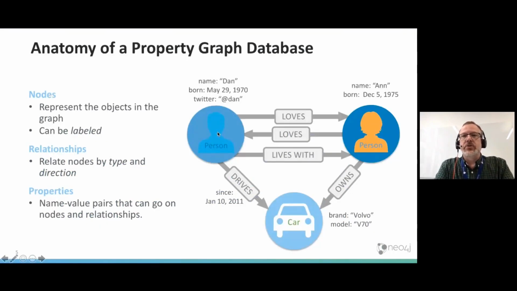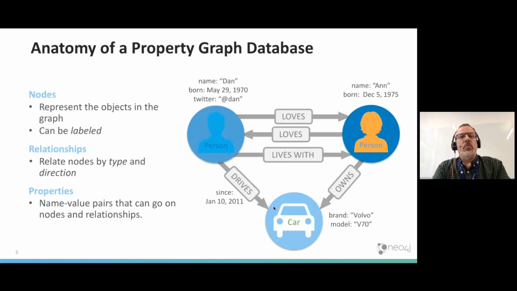Nodes here are circles. They represent things, entities, nouns in our database. Here we can see our nodes are labeled, and we have two different labels for these nodes. And we have two person nodes and one car node. Labels are just that. They're ways of labeling a node. If you come from a relational database world, a relational background, nodes may kind of feel like tables, but a label doesn't imply a schema.